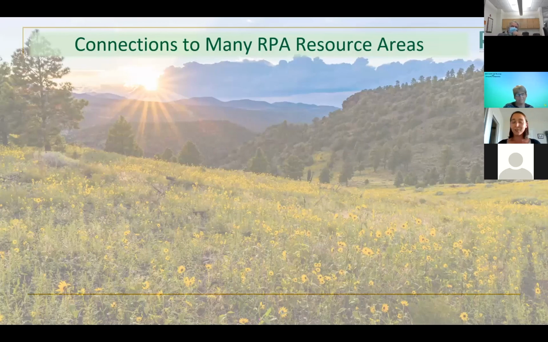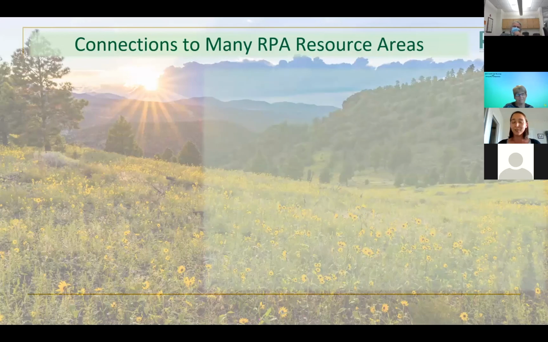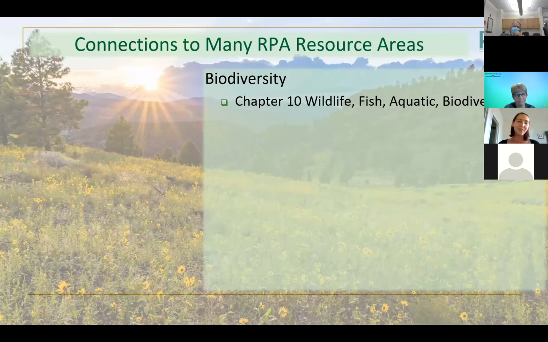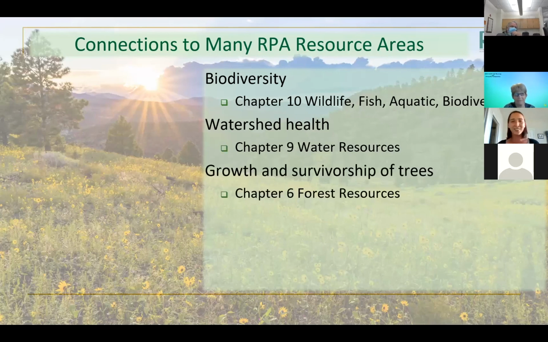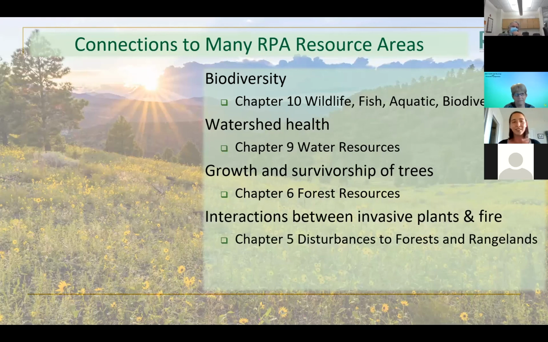The biodiversity of trees and herbaceous plants is a key portion of Chapter 10 in the RPA assessment. Watershed health: Jason touched on some of the water acidification stuff, or water critical loads. Water resources is Chapter 9 in the RPA assessment. Growth and survivorship of trees: thank you, Emmy, for giving us that presentation earlier today, directly related to Chapter 6, the forest resources chapter in the RPA assessment. And then we know there are interactions with invasive plants, having increased growth under increased nitrogen deposition, as well as interactions with fire.